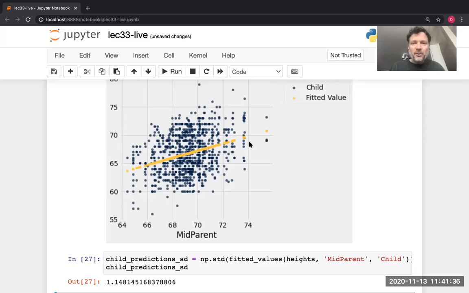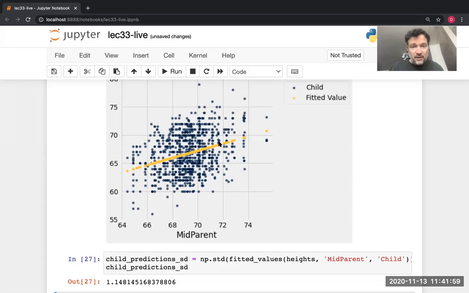So it's like I'm taking all the points on the line, these predictions that I get for all the points in the data set, and I'm ignoring the x value. I'm just looking at the y value, just looking at the predicted height of all the children. And that's a bunch of numbers. And I'm going to compute the standard deviation of that. So that tells me how much variability there is in these predicted heights.